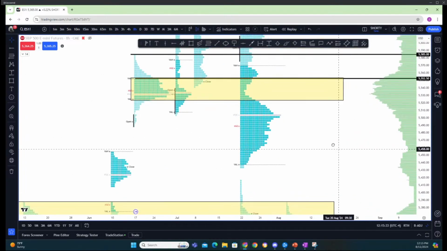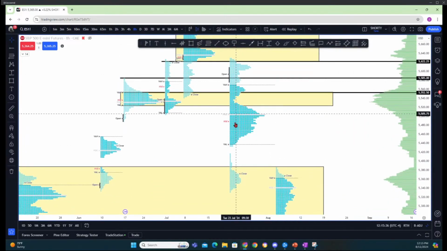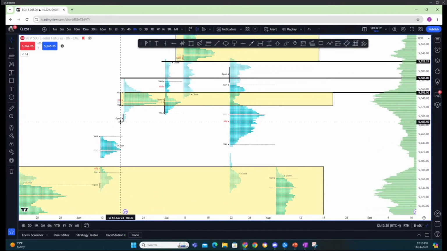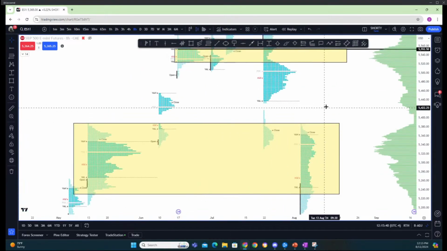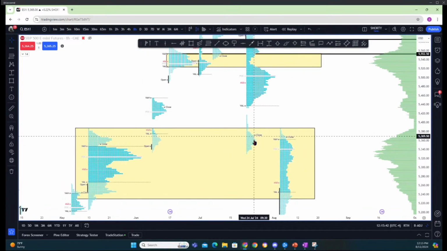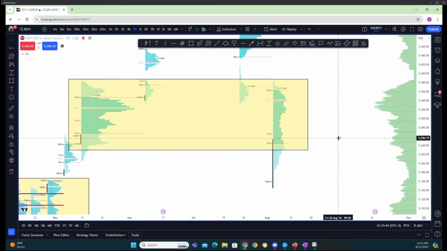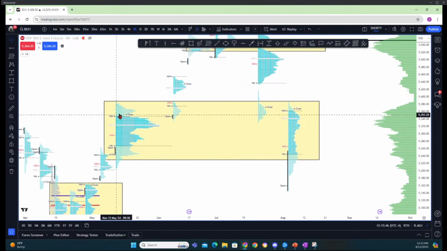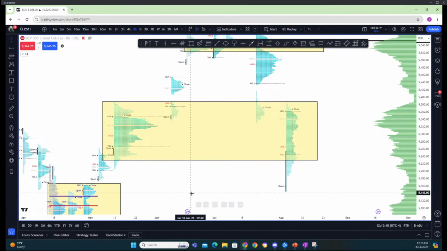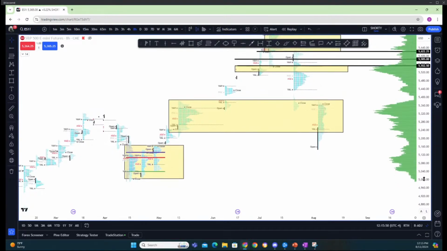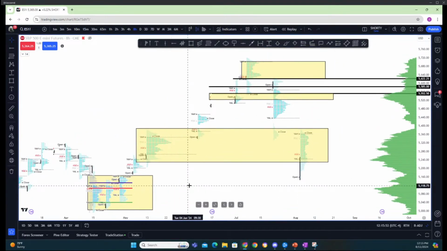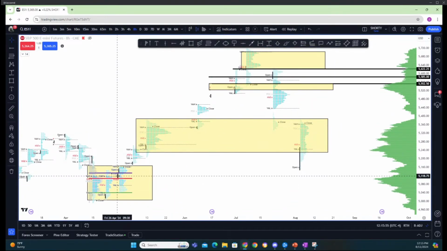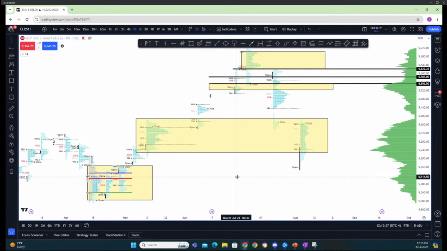And then, of course, you guys know what happened afterwards. We sliced through this area, right? We sliced through this gap here, and then we went back inside where? The initial balance where we caused the spike from. So these are the values on different time frames that we were talking about. It could be developing, right? It could be day profile value.